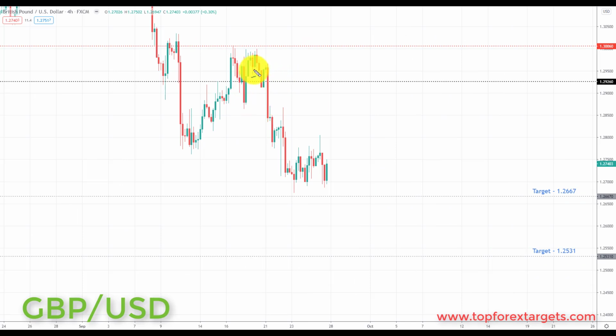The next market we're going to look at is pound dollar. Now, we started the week up in this area last week and we were looking for a sell-off down towards the target at the 1.2667. We had a really nice move down towards this target last week. We stopped just shy of this by a couple of pips.